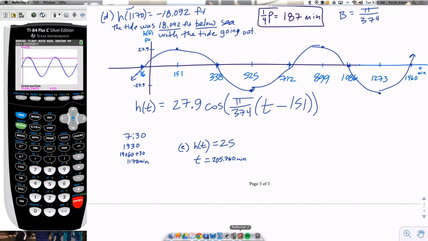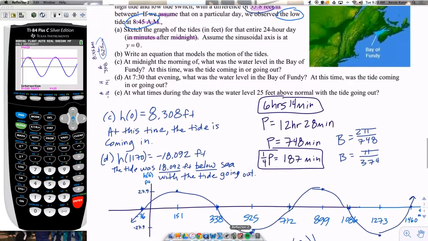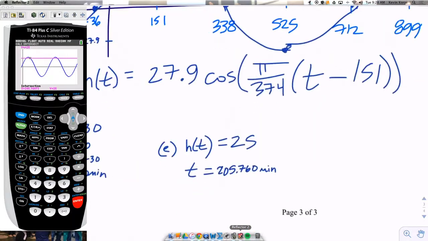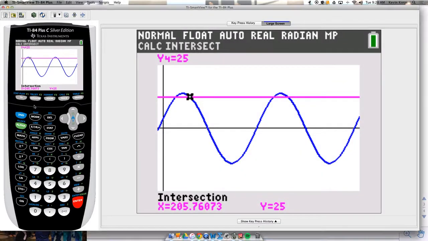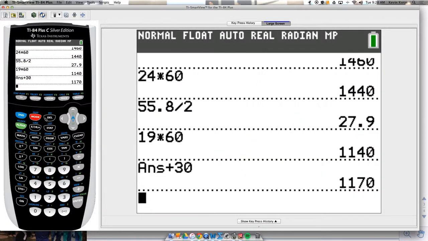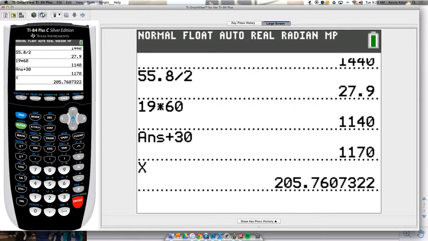But if I'm going to convert it, I don't want to use the rounded number. It says at what times a day. So you could say 205 minutes after midnight. But let's do better than that. Let's go to the home screen. And if you hit X, enter, there it is. I'm going to store that as alpha A.